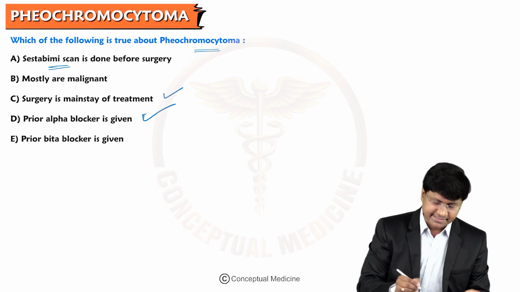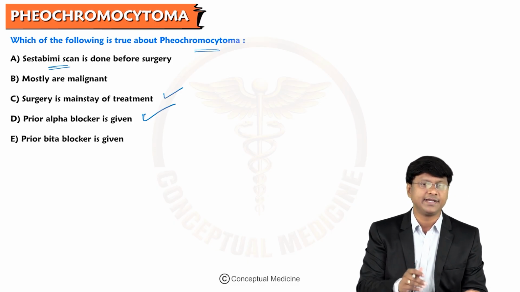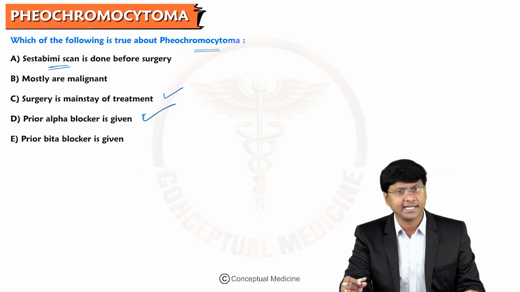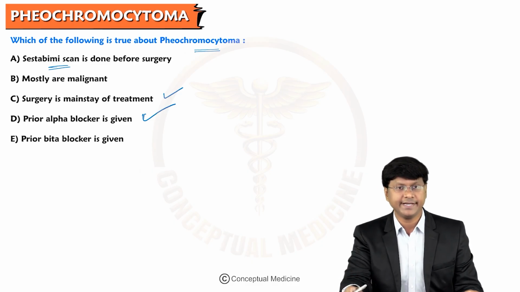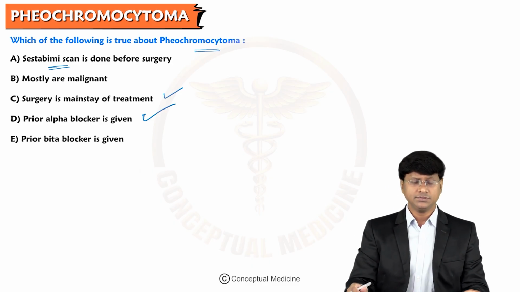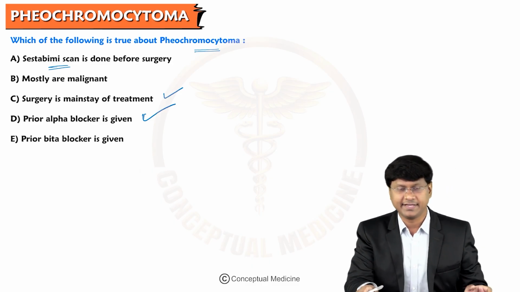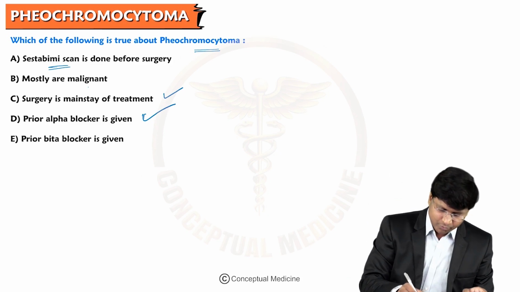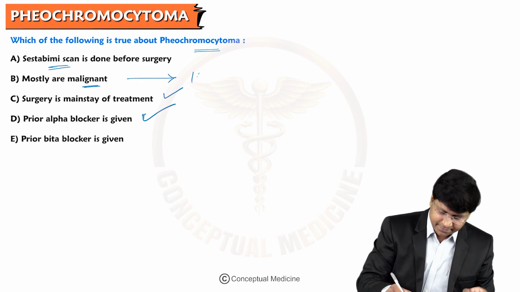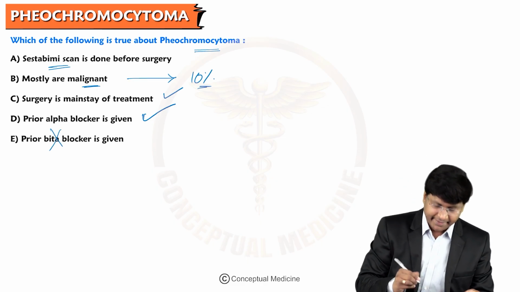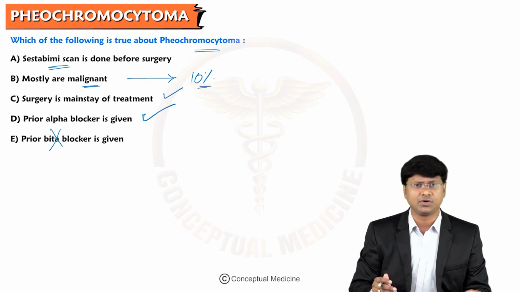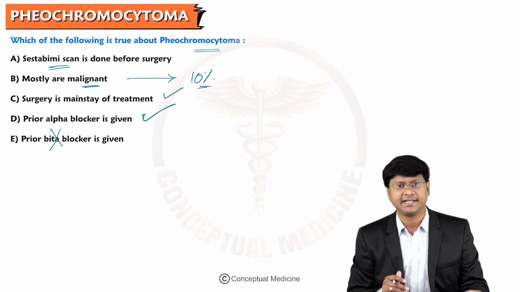And what about the sestamibi scan? It is not mandatory to be done before surgery, right? CT or MRI has very good sensitivity and can pick up exactly where the location of the tumor is. And in order to improve the sensitivity and specificity, we have the metaiodobenzylguanidine scan, that is the MIBG scan. And 'mostly malignant' is a wrong statement. Only 10% of the tumors are malignant. And you should never give prior beta blockade. And what is the reason? As I have already said in the treatment part as well.